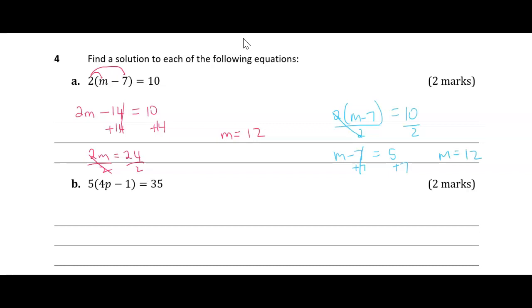Now, I would encourage most people to do it the pink way, but the blue way is a lot shorter, but maybe a little bit more confusing, and it won't work all the time.